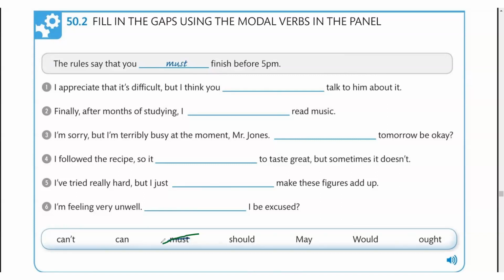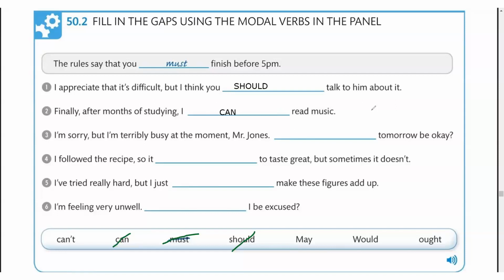I appreciate that it's difficult, but I think you blank talk to him about it. Should would work here. We'll go ahead and type in the answers. Yeah, and you can see that that's a suggestion. Number 2. Finally, after months of studying, I blank read music. I can read music. So you have the ability. So we'll put can there.